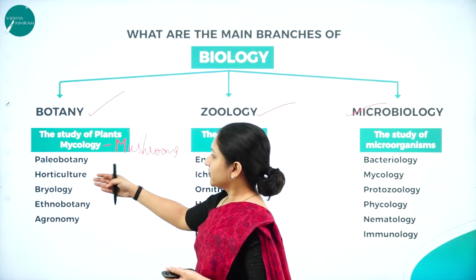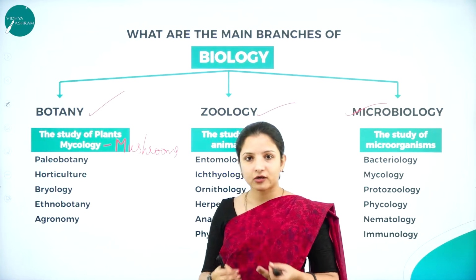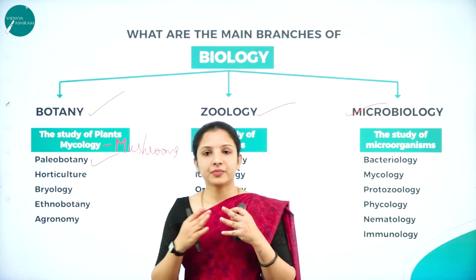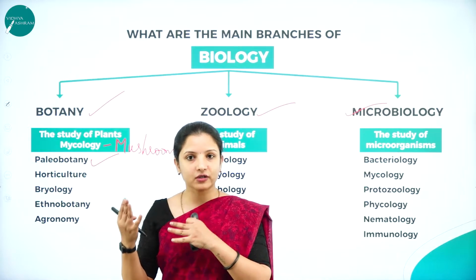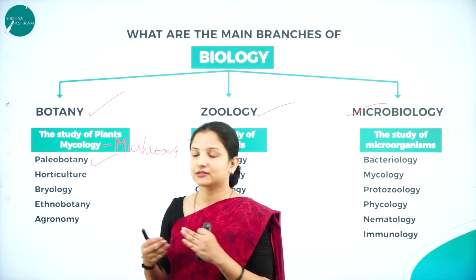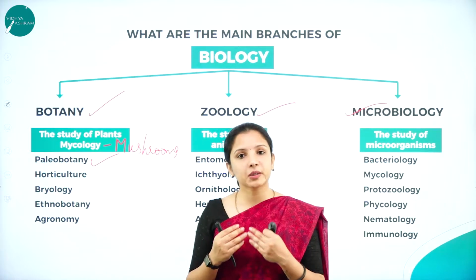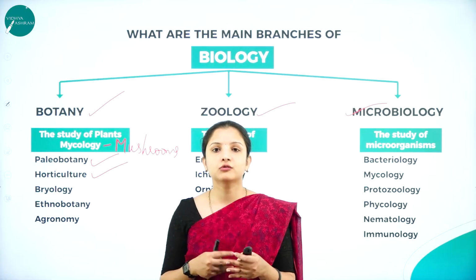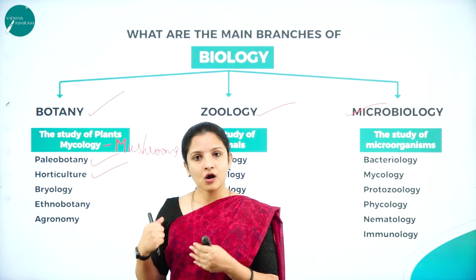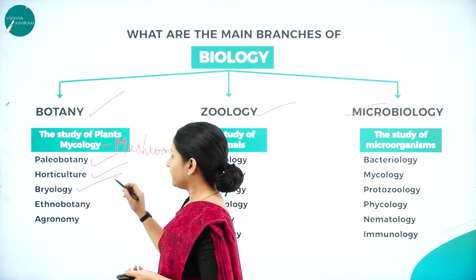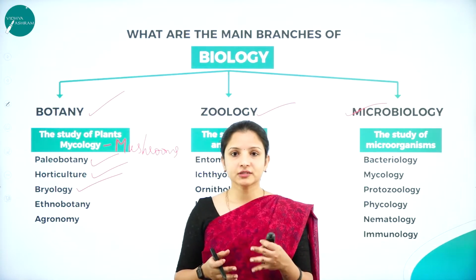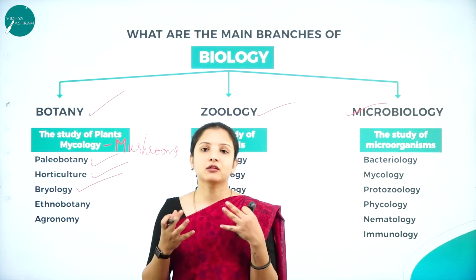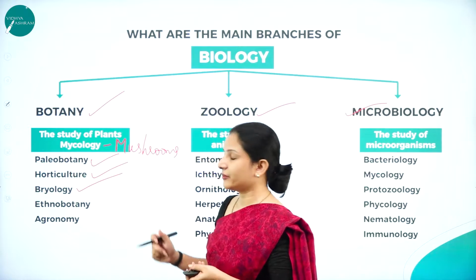Apart from these, under botany, there is paleobotany. Those plants that existed in prehistoric times, that is the fossilized plants, the study of the fossilized plants is nothing but paleobotany. Next we study about horticulture, how to grow flowers, how to grow fruits, all these come under horticulture. Next we have bryology, wherein we study about the mosses. Different mosses that we find in the rainy seasons, especially in the Western Ghats, there are a lot of moss species present. That is nothing but bryology.